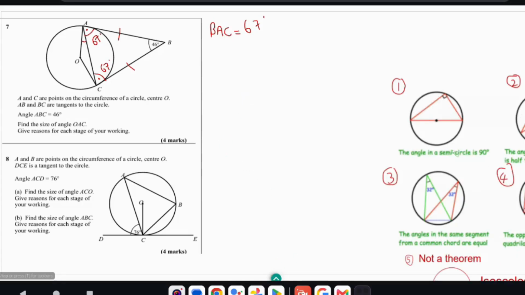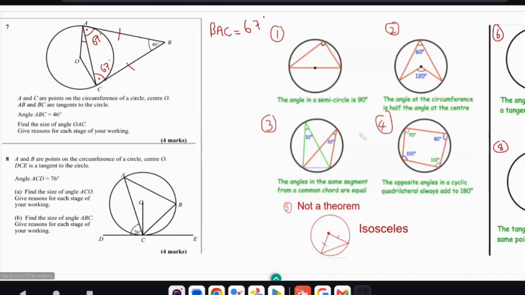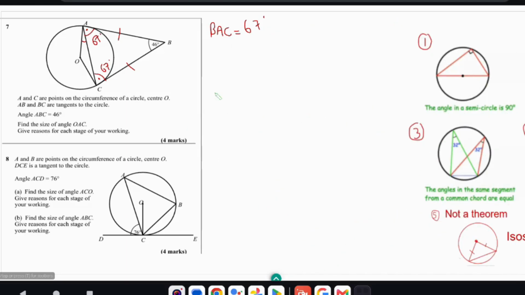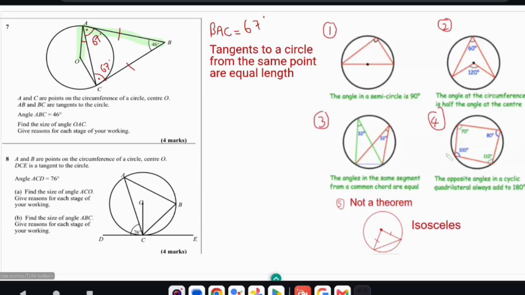So what's our reason? Let's go back to our theorems. You do need to know these. Tangents to a circle from the same point will be equal length. Okay, and then we have a radius touching a tangent. So now that's theorem 6. Angle between a radius and tangent is 90 degrees.